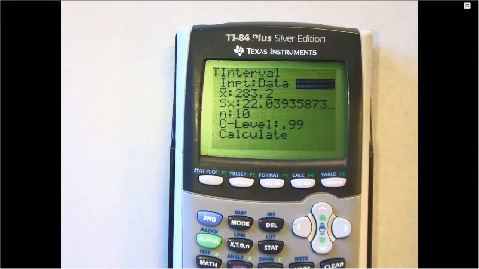Where would it grab it? If you put it in the L1, yeah. You never did that before, where you typed in all the data. We would just tell it the mean is this, the mean is this. Oh, I know what you're talking about. Yeah, sort of like that. Okay, so go ahead and calculate.